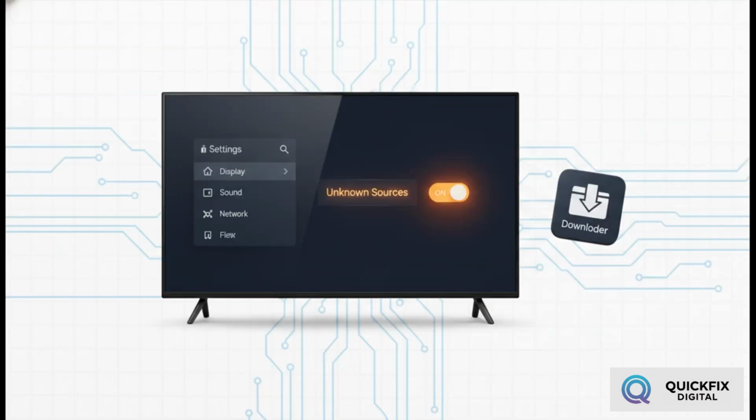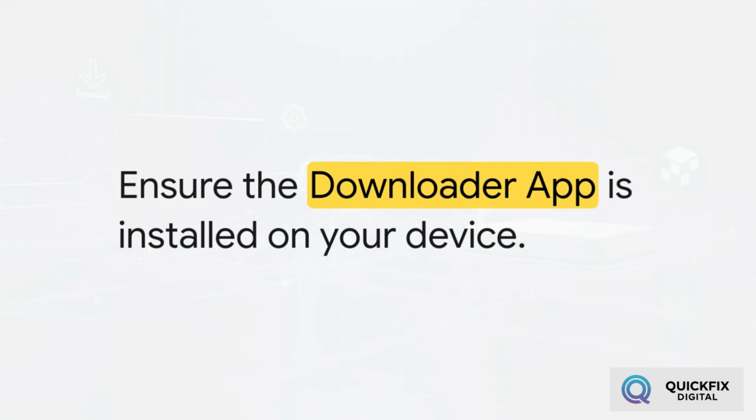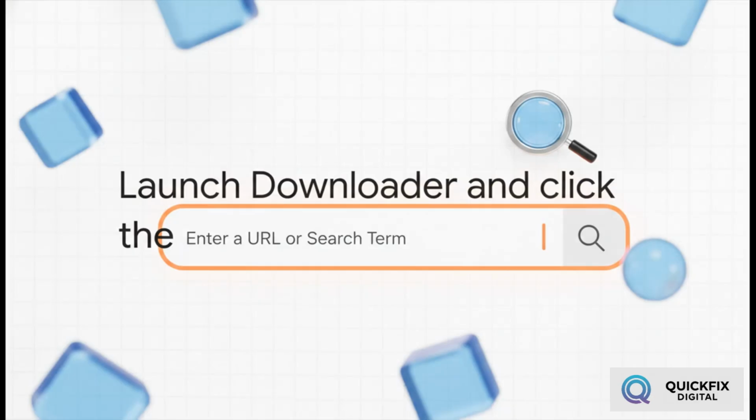Before we jump in, double-check your settings. Make sure you've enabled unknown sources on your device. Crucial step. Step 1. Make absolutely sure the downloader app itself is actually installed on your TV. Ready? Let's go. Open up that downloader app.